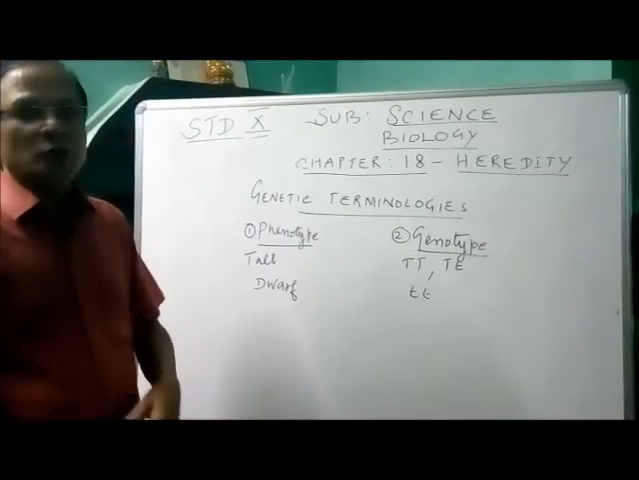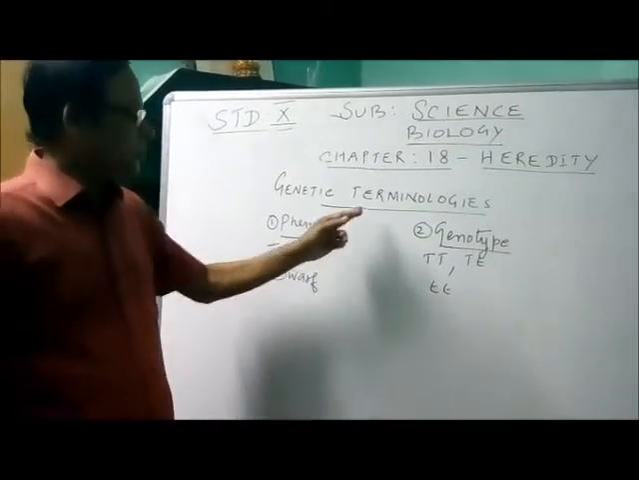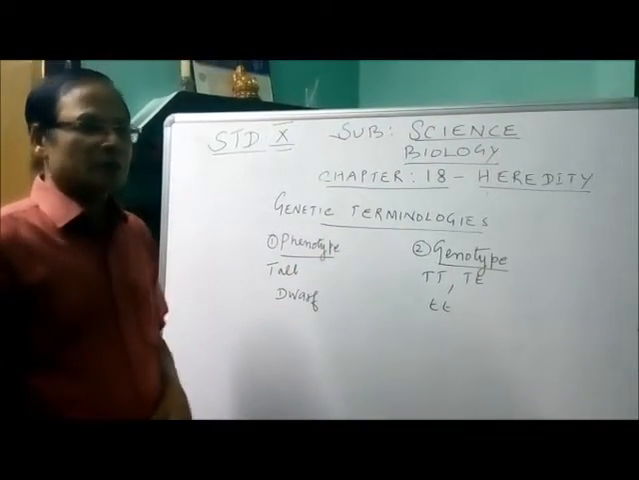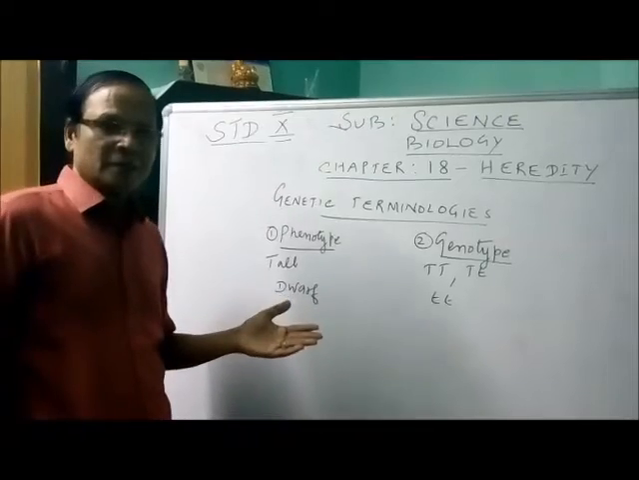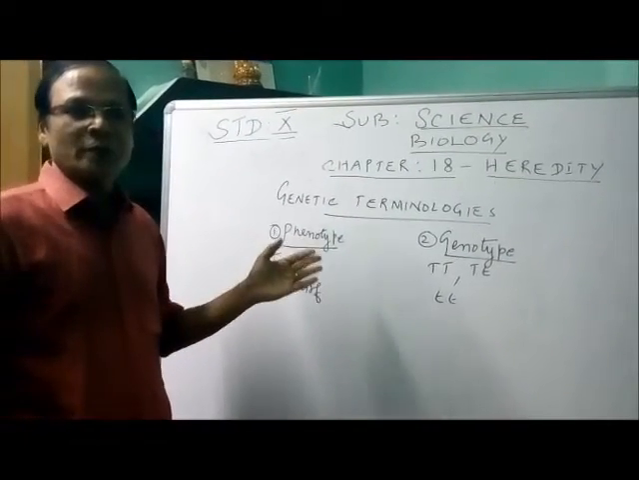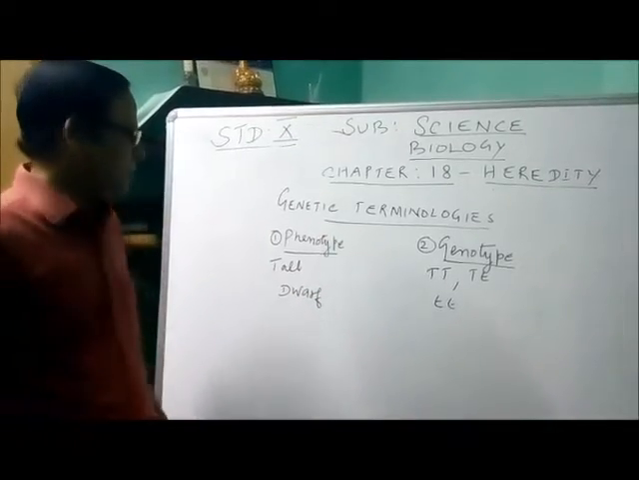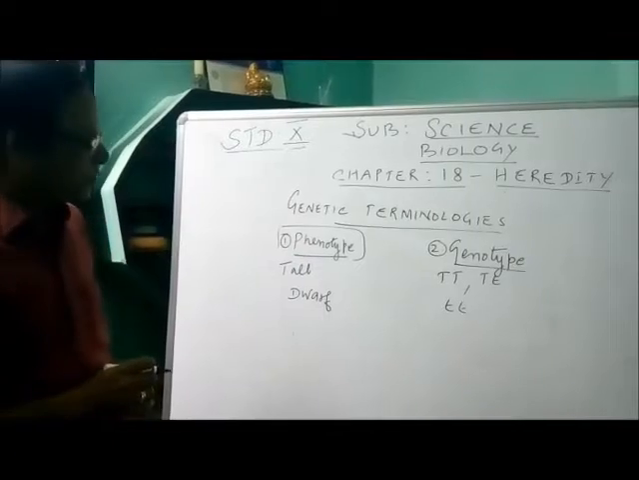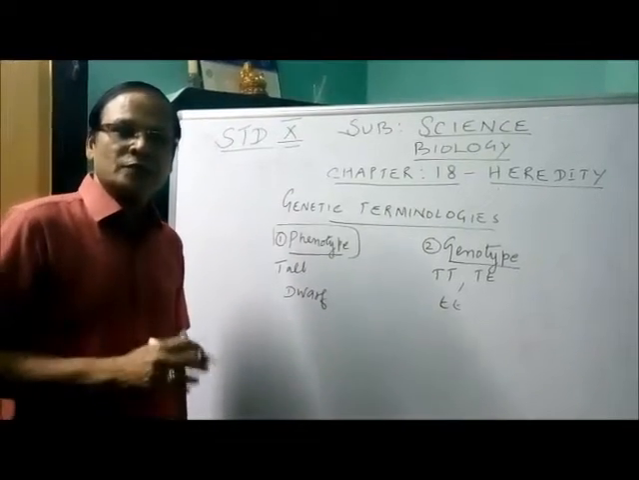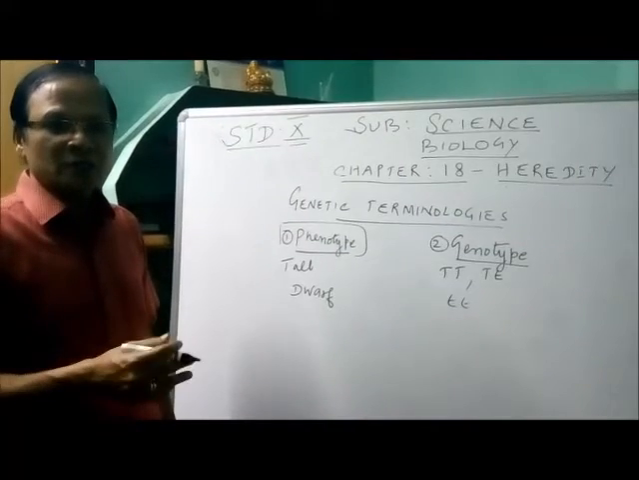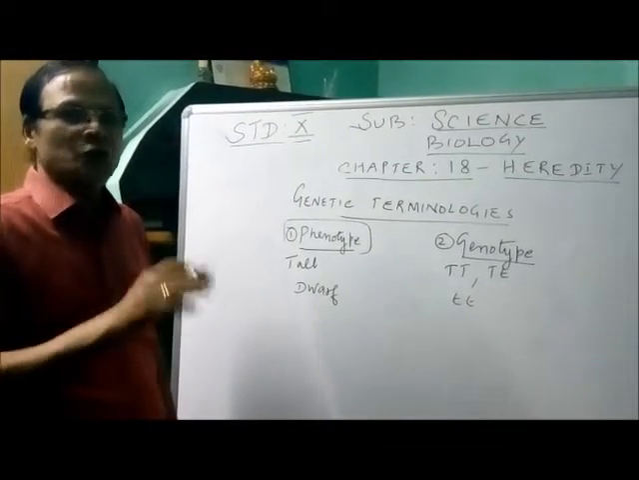Students, I want to discuss some terminologies related to genetics, genetic terminologies. For understanding the field of heredity or genetics, you have to know the basic terminologies. Number one, phenotype. What is phenotype? It refers to the external visible appearance of an individual or external expression of an individual.